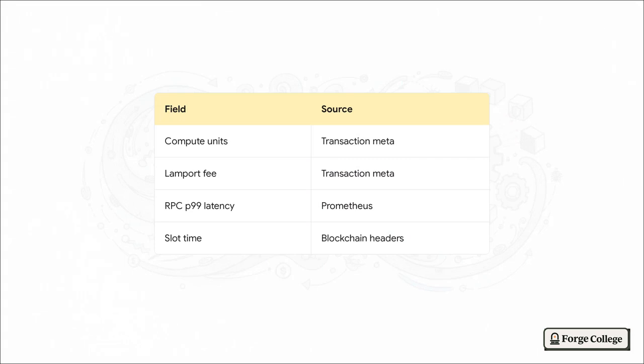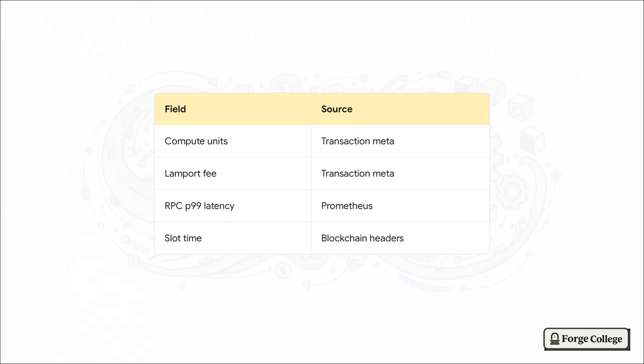So, what exactly are we tracking? There are 4 canonical fields you absolutely must persist. First, compute units, and second, the Lamport fee, both pulled straight from the transaction meta. This translates your raw compute into real economic dollars and cents. Third, we have RPC P99 latency, usually grabbed from something like a Prometheus exporter. And fourth, slot time from the blockchain headers.